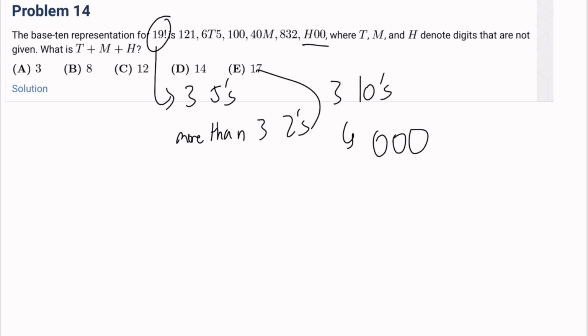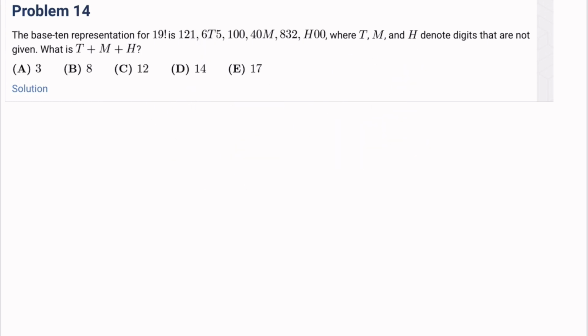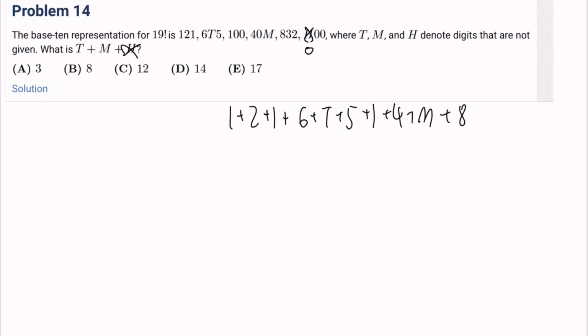And so h is 0, and so we just need to care about t plus m. Next is t and m. Since 19 factorial is a multiple of 3, this should be divisible by 3, right? The divisibility rule for 3 is that the sum of its digits must also be a multiple of 3. So if we add the digits together, 1 plus 2 plus 1 plus 6 plus t plus 5 plus 1 plus 0 plus 0 plus 4 plus m plus 8 plus 3 plus 2, this has to be a multiple of 3.